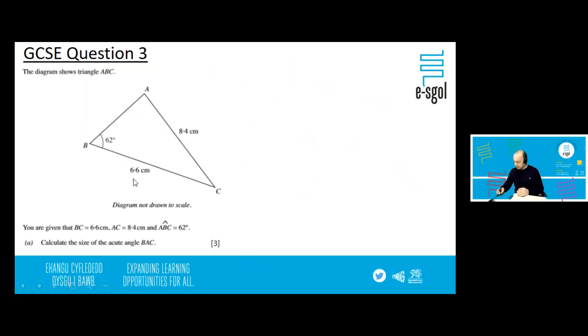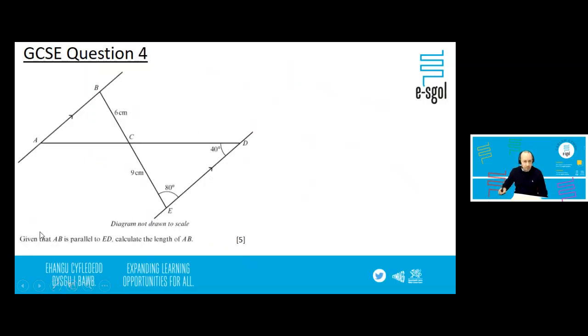Okay, so let's take a look at this. Quite often they'll give you a lot of information in the diagram, and then they'll repeat that information in a written form. So it says you're given that BC is 6.6, so B to C is 6.6, yes it is. AC is 8.4, yes it is, and angle ABC is 62. Now that sentence agrees with the diagram.